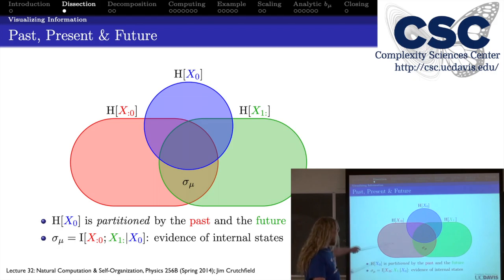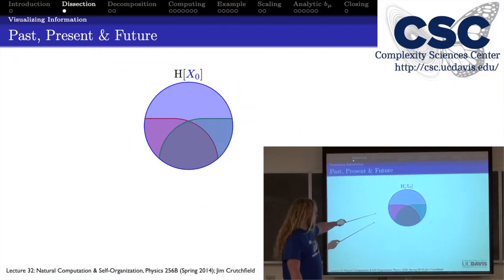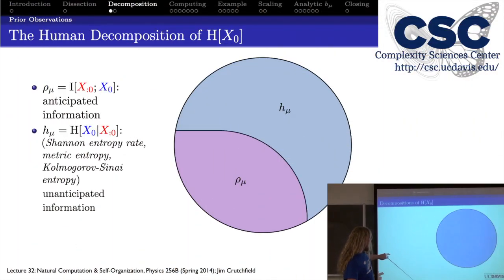Okay, so now we're just going to focus on h of x0 here and this decomposition. I'm going to expand that circle out here, and we're going to look at one primary decomposition, or two, really. The first one is the one we've already seen before, which I'll call the human decomposition, because it's the decomposition that's induced only by the past. This is that past pill-type shape, and it splits the present into two pieces.